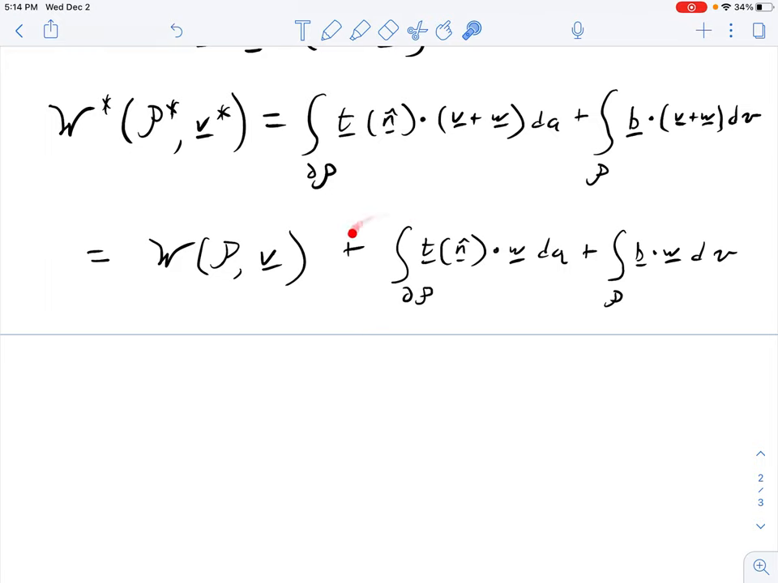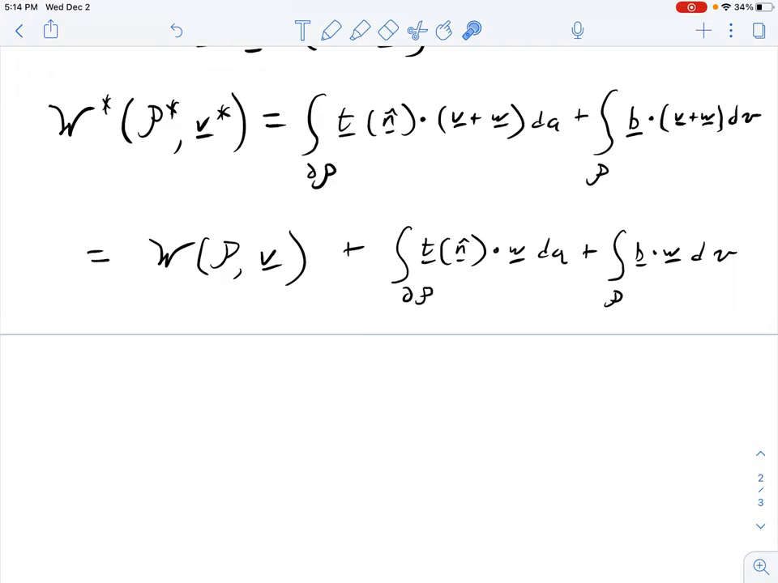Well, this here is the power expended by the rigid velocity field W. We had done that a few chapters back, and we showed that the power expended by any rigid velocity field has to be zero if the force and moment balance is satisfied. And it's an if and only if.